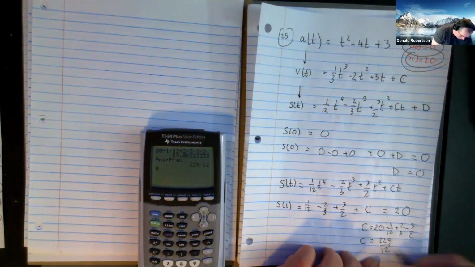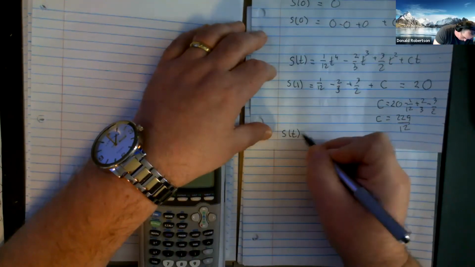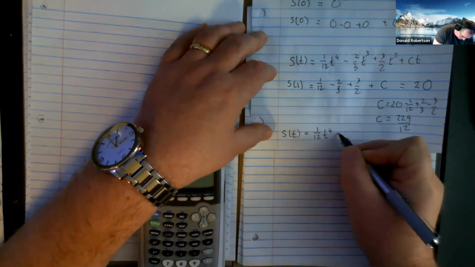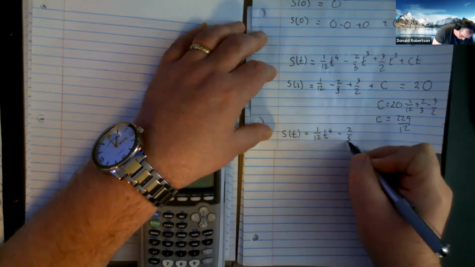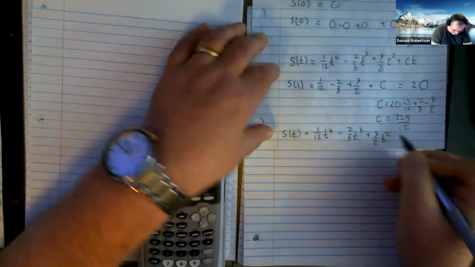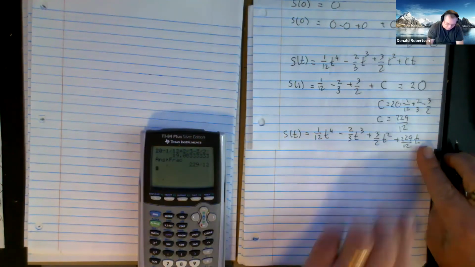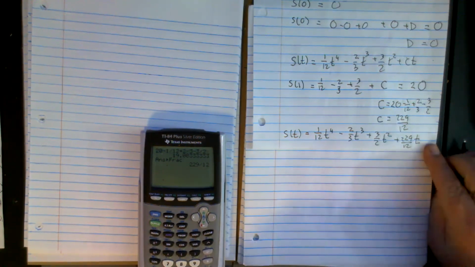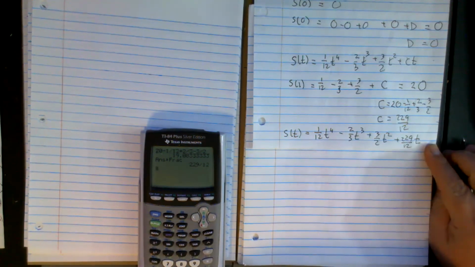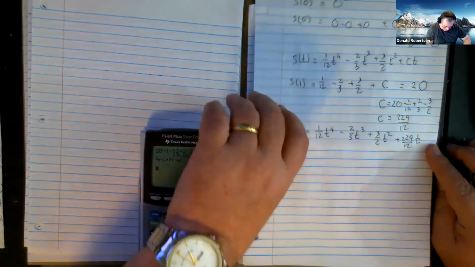So we now know everything. S of t is 1/12 t to the 4, take away 2/3 t cubed, plus 3/2 t squared, plus ct, plus 229/12. So it was that simple. Okay, does it make sense what I did? Do you follow the logic of it?